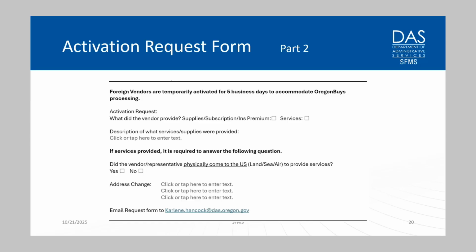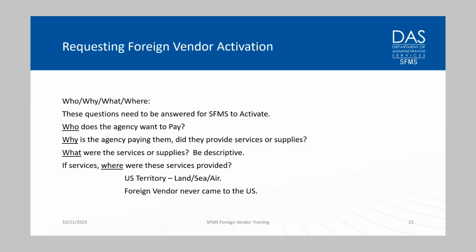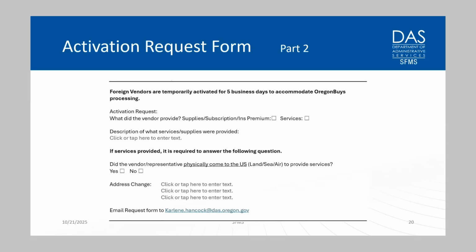to provide those services. Did they come in and do a sea study, a study of the floor of the sea off the coast of Oregon? Okay, there again, they're breaking that barrier of the territory of the U.S. So we need to know land, sea, or air to provide services. If they provided supplies, you can stop at what supplies did they provide. You don't need to go any further.